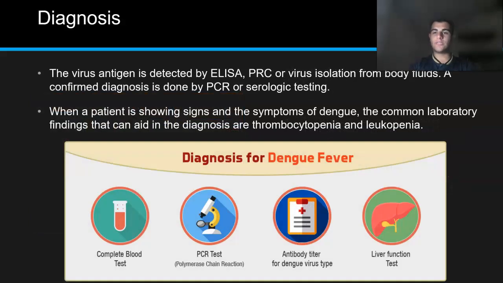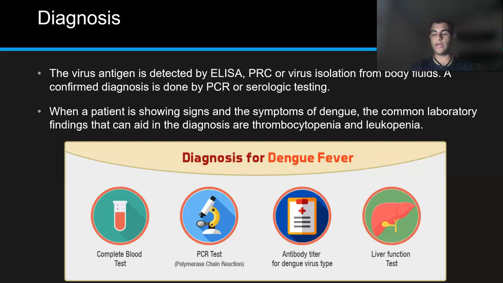The mode of diagnosis that the literature is currently showing is a very wide range for the dengue virus. The virus antigen is detected by ELISA, PCR, and virus isolation from bodily fluids, and it's firmly confirmed by PCR and serologic testing. When a patient is showing signs and symptoms of dengue, the common laboratory findings that can aid in the diagnostics of dengue fever are thrombocytopenia and leukopenia, which are blood tests that can determine the levels of thrombocytes and leukocytes.